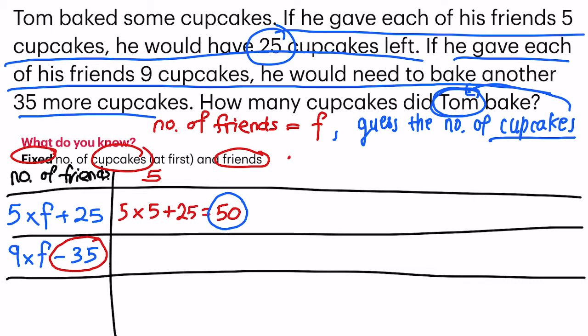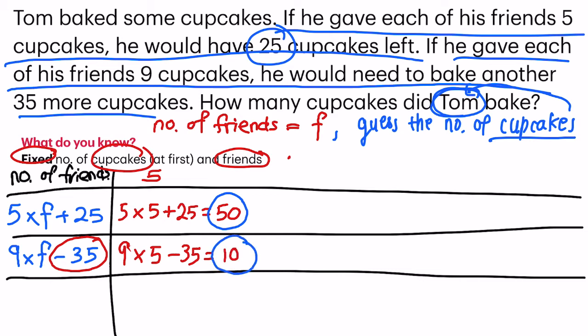So for the second scenario, we should also try to get 50, because that's the number of cupcakes that Tom had baked. And let's see, do we get 50? 9 times 5 friends minus 35. And let's see, what do we have? We have 10.